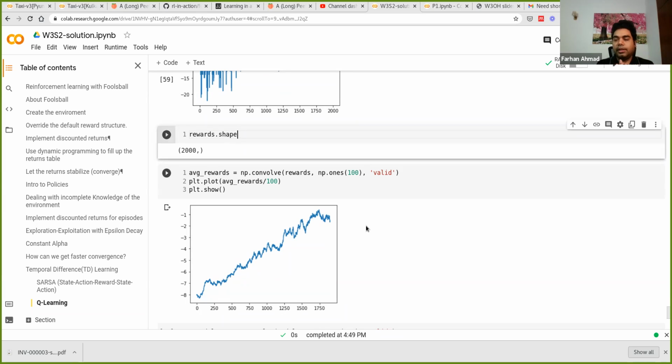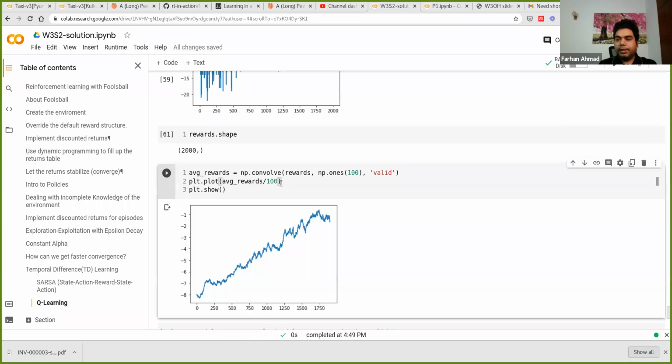What that means is, I will start at episode 0. Let's say I'll take the average from episode 0 to episode 99, right? So that gives me the average over 100 episodes. If you average out, then probably there will be less noise and you'll see a clear trend. So that is what is going on over here.